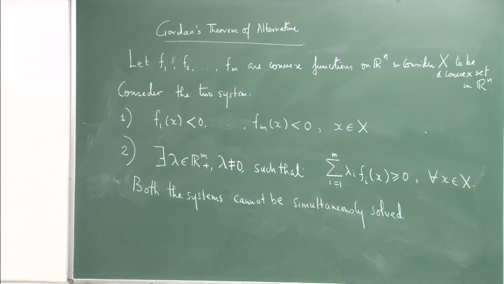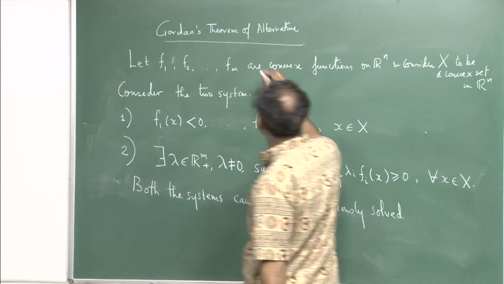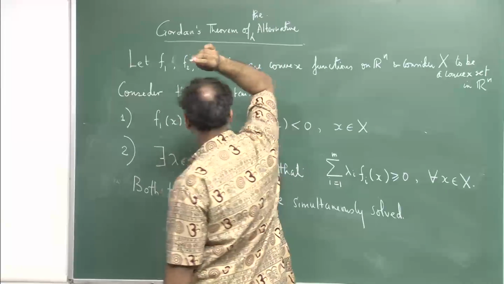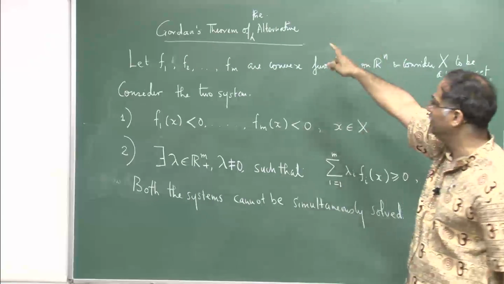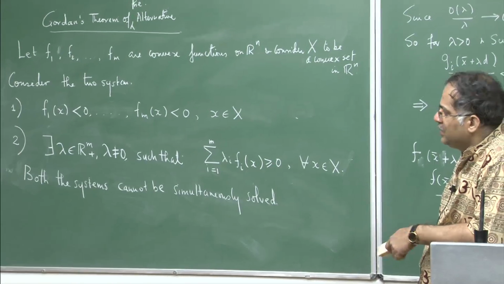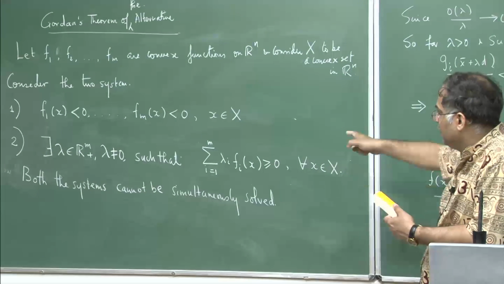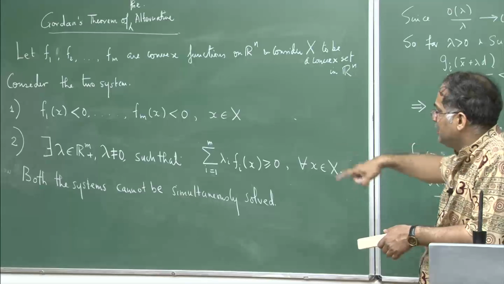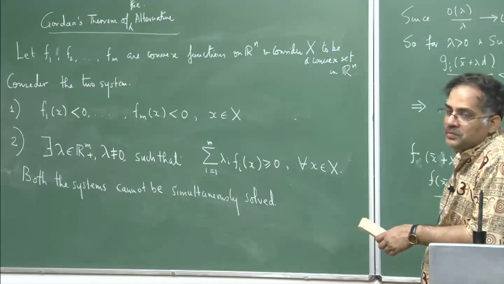Theorem of the alternative actually means that there are two systems here and you cannot solve both at the same time. That is, if you find an x for which system 1 is solved, you cannot find a lambda for which this will be true. Any lambda for which you say this is true must be equal to 0.